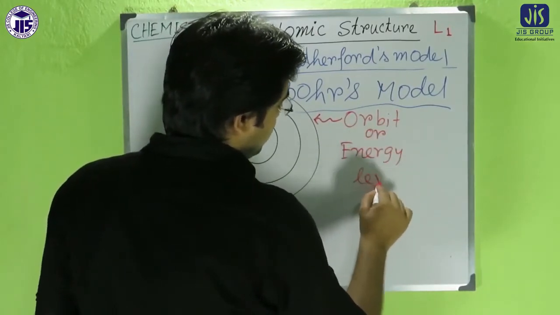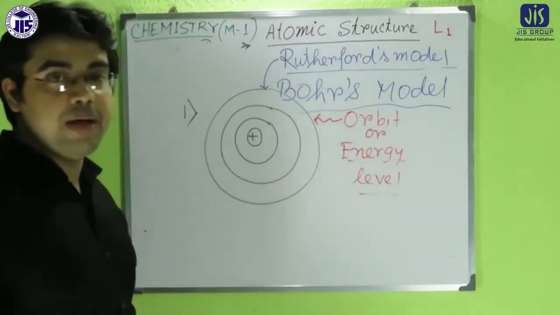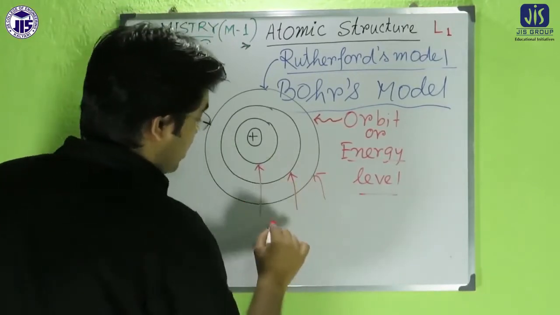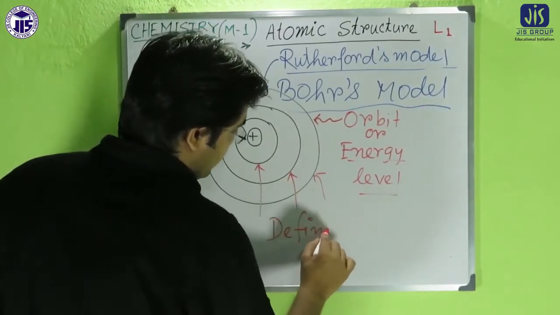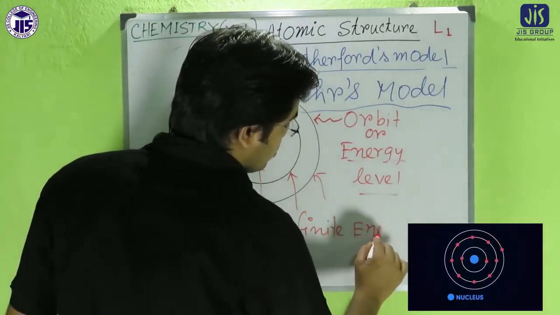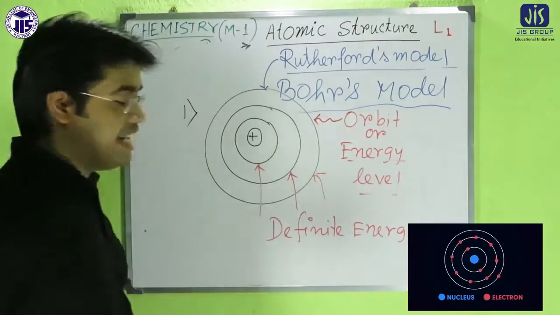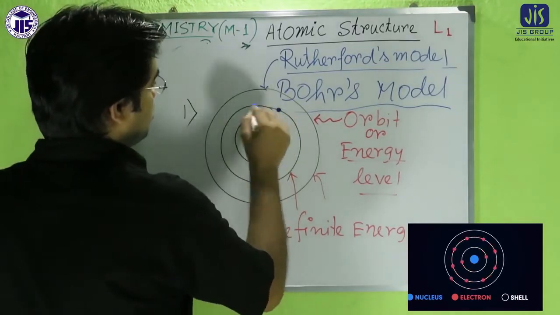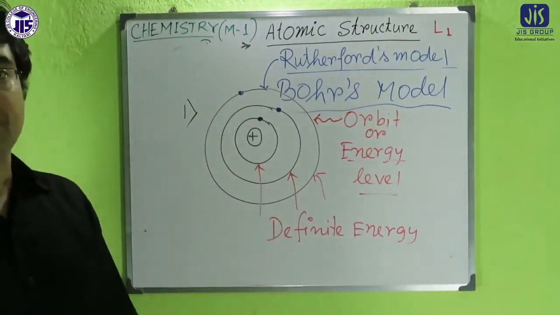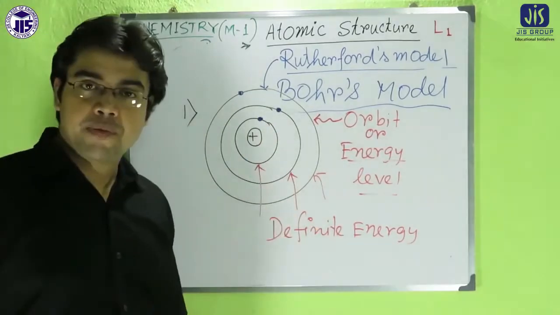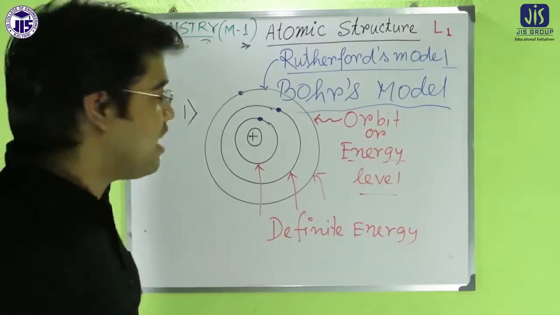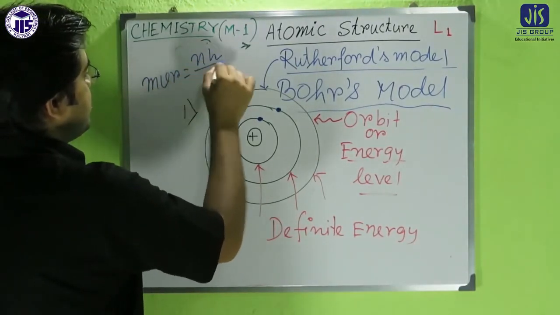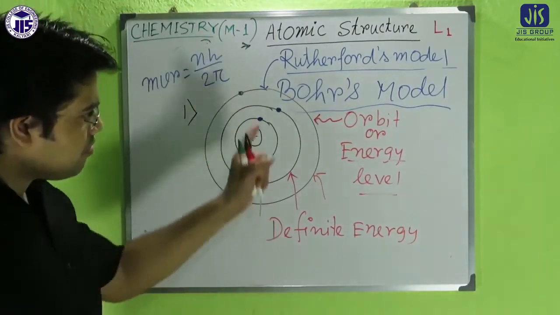Why did he use the term energy level? Because all the orbits have a particular, definite energy. That's why he used the term energy level, and the electron will revolve in that particular orbit. Now, which electron will be in which orbit? For that purpose, there is an equation: mvr equals nh by 2 pi.